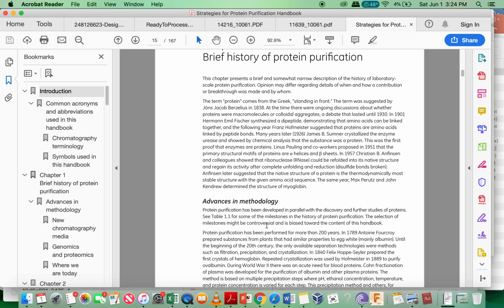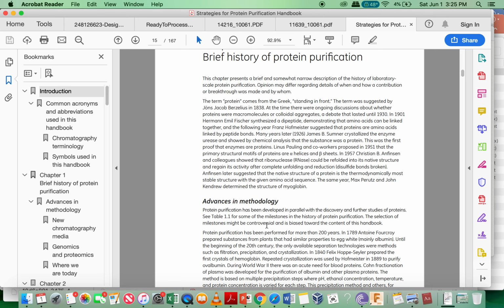At the time, there were ongoing discussions about whether proteins were macromolecules or colloidal aggregates, a debate that lasted until 1930. In 1901, Hermann Emil Fischer synthesized a dipeptide demonstrating that amino acids can be linked together, and the following year, Franz Hofmeister suggested that proteins are amino acids linked by peptide bonds. Many years later, urease was crystallized and shown by chemical analysis to be a protein. This was the first proof that enzymes are proteins.